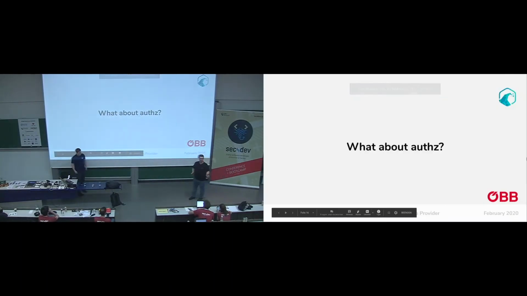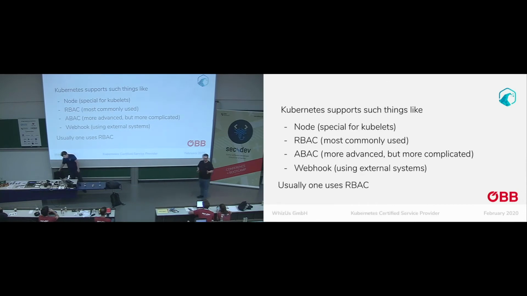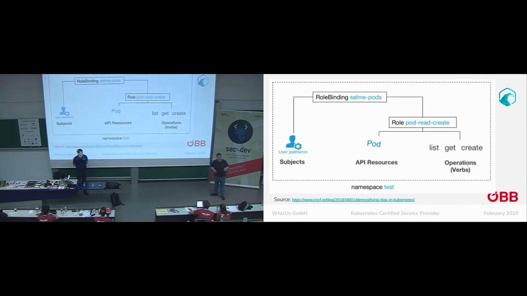What about authorization? Kubernetes supports different types of authorization. One is node, a specialty for kubelets. One is role-based access control. We have attribute-based access control, and we even have webhooks for letting external applications do your authorization stuff. The most common one is role-based access control, and this is the one we are going to use in our demo here. Before we can use this, I have to explain a concept called role bindings in Kubernetes.